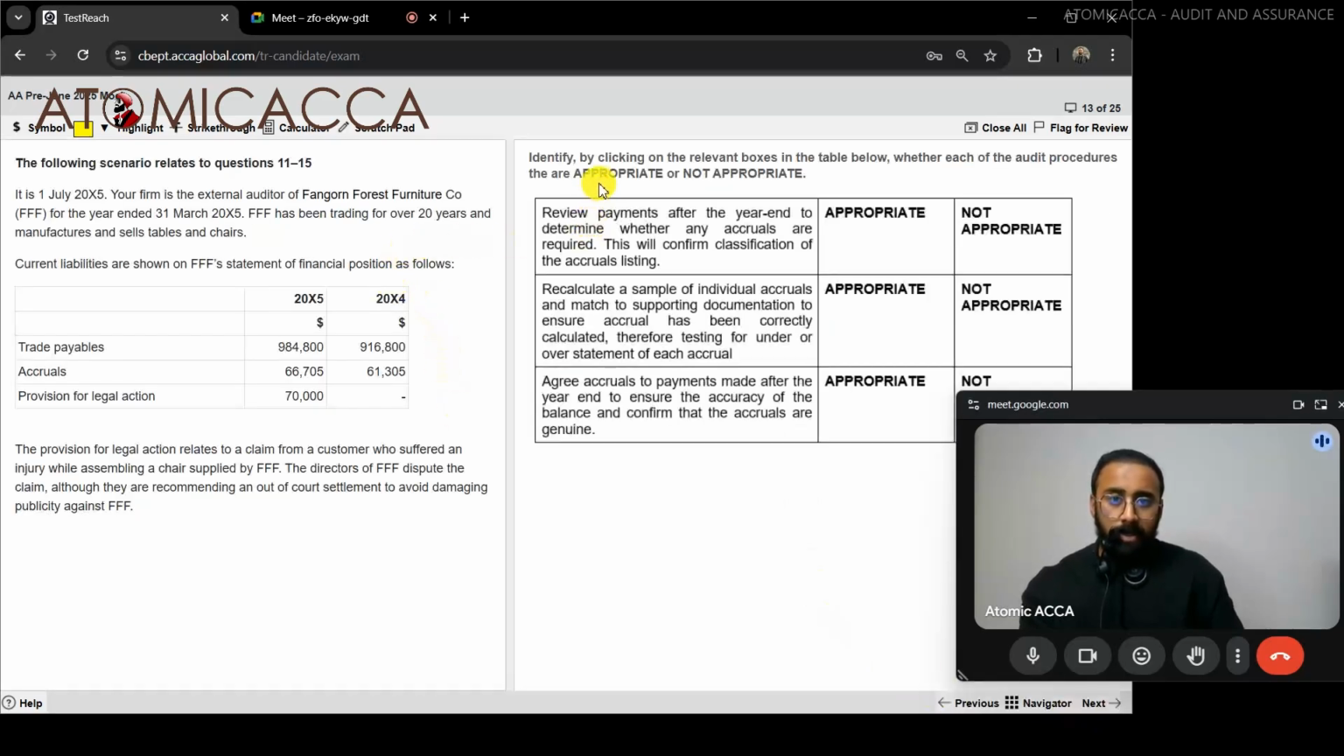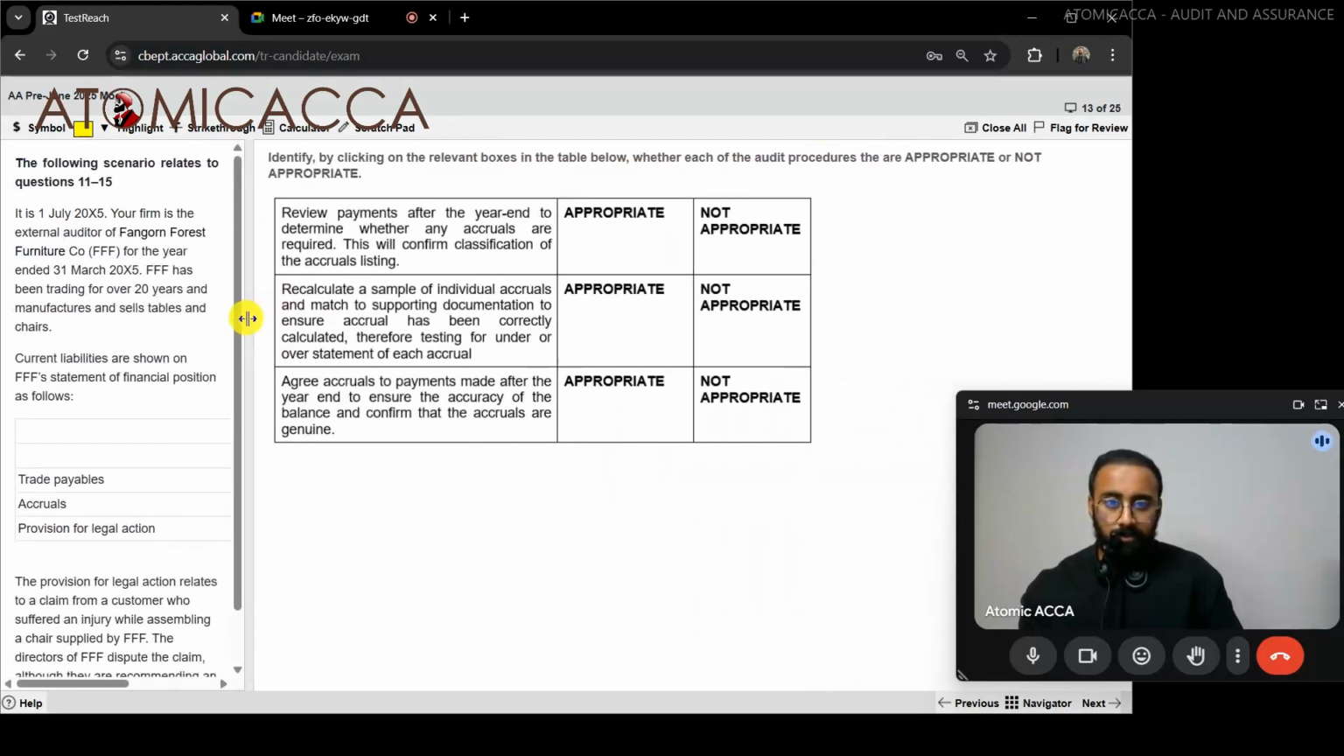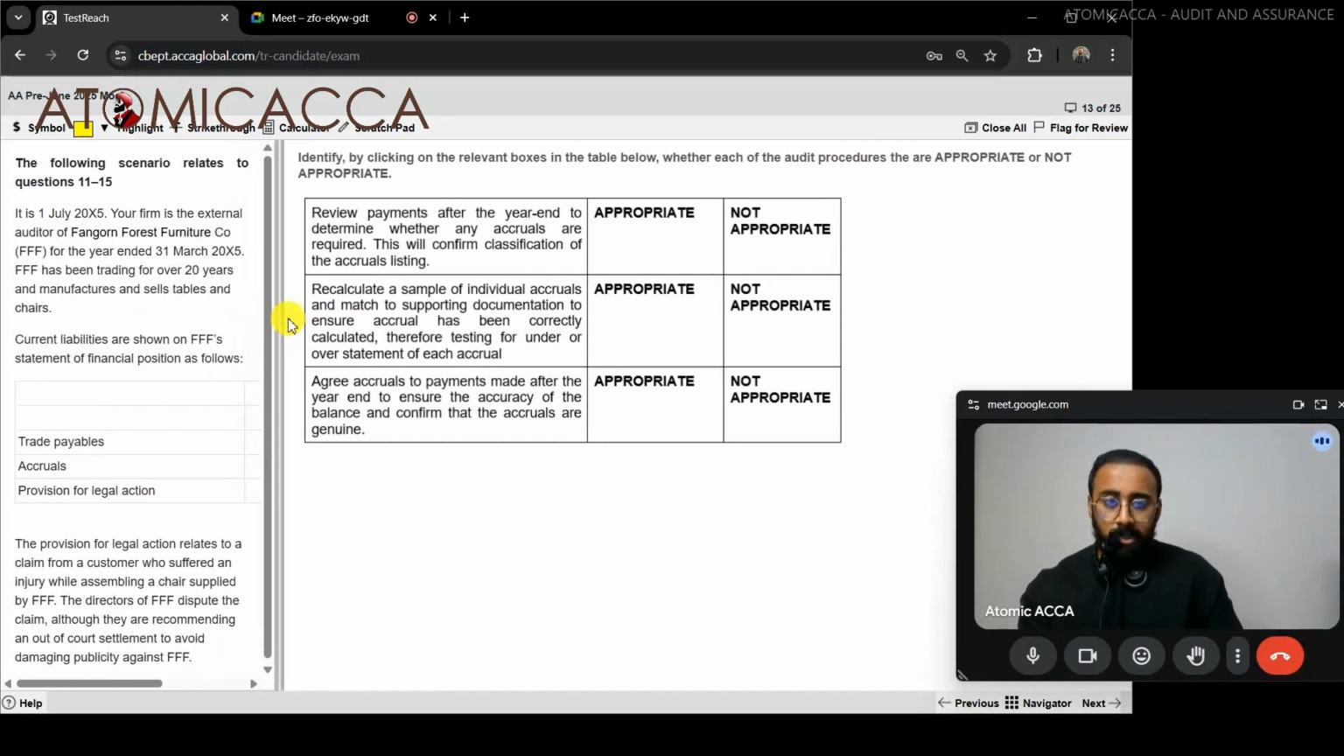Next, identify by clicking on the relevant boxes in the table below whether each of the audit procedures is appropriate or not appropriate. Okay, review payments after the year end to determine whether any accruals are required. Okay, this will confirm classification of accruals listing.